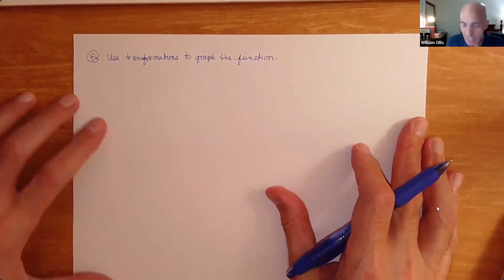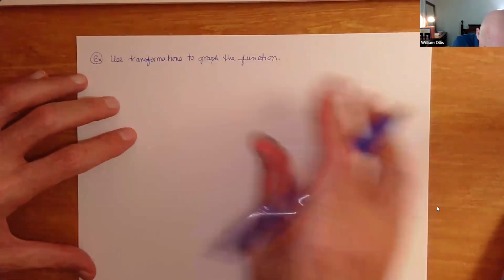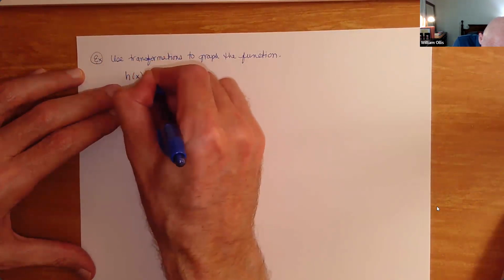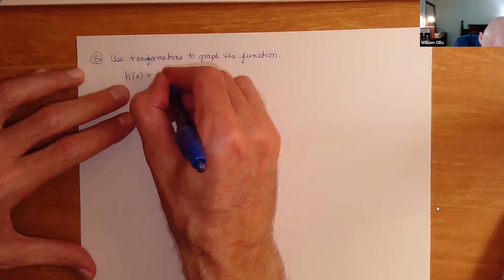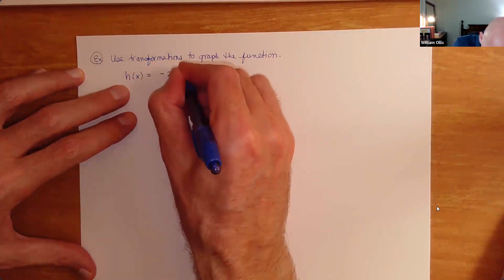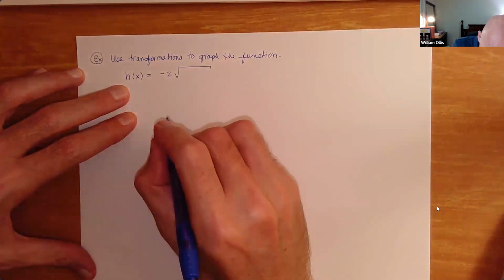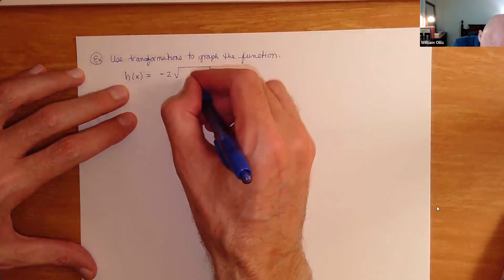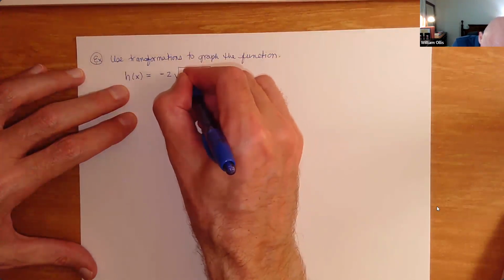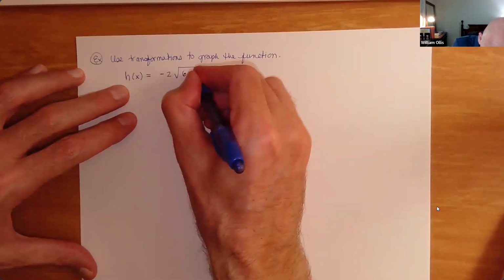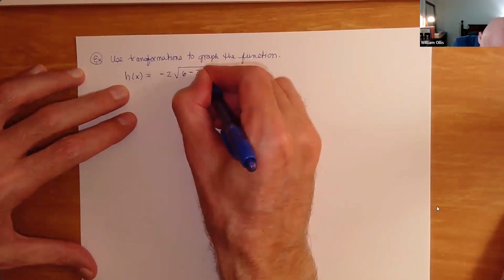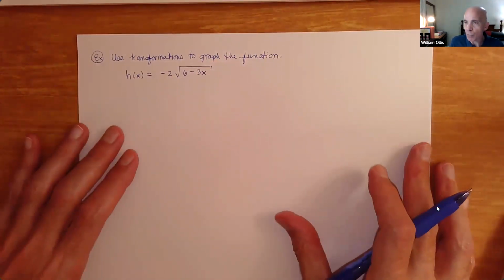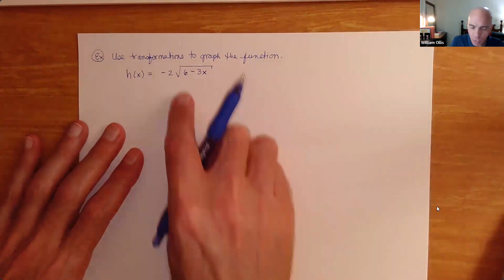And the square root functions tend to be some of the most useful ones. So let's do this. So we have h of x equals, let's say we have a -2, and then we have the square root of, let's see what we can do here. I'll keep the numbers good for us. So let's say we have 6 minus 3x. So that'll be enough transformations for us.